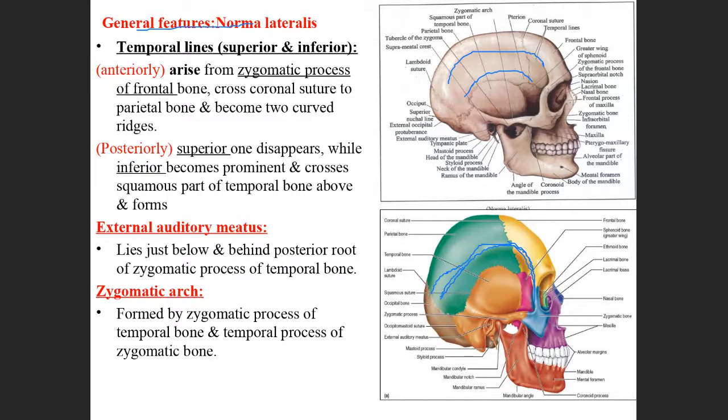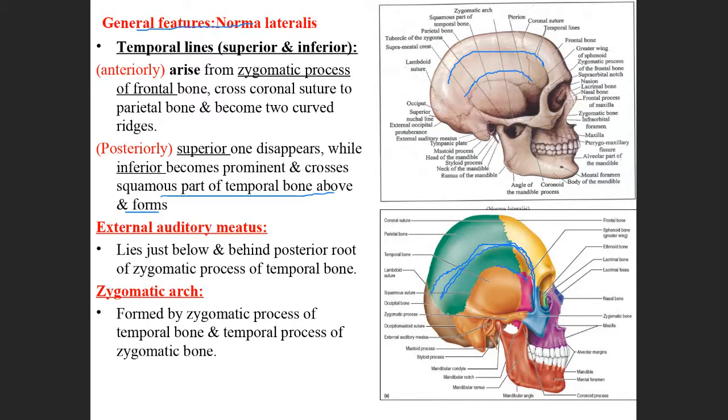Whereas in the posterior part, the superior one, the upper one, will disappear, and it crosses the squamous part of the temporal bone above and front. So here just remember these two lines. Okay, next one, external auditory meatus.